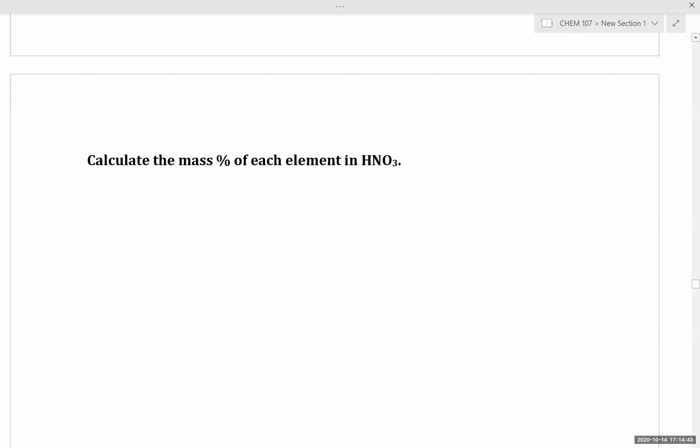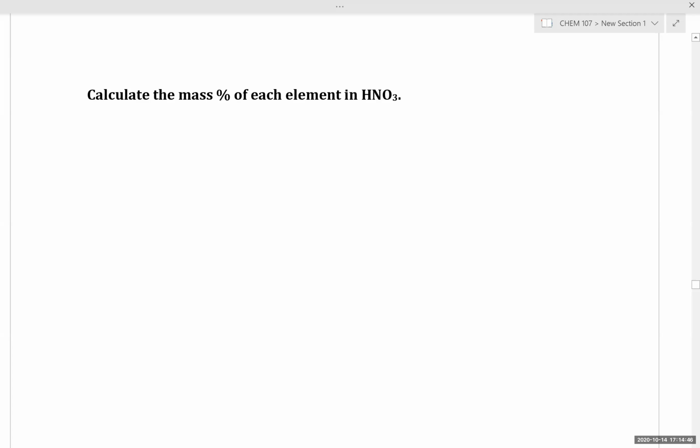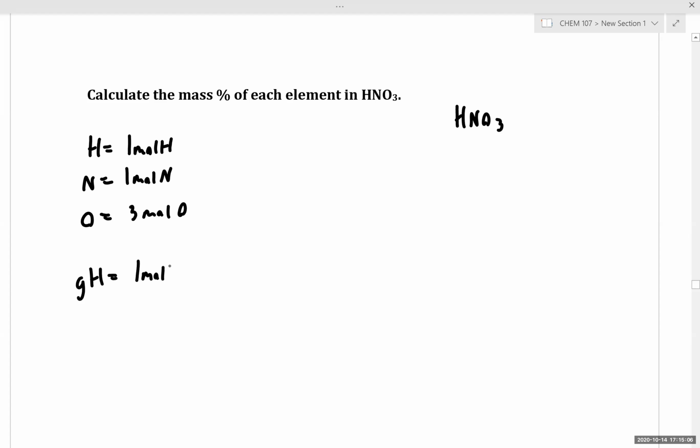So let's also calculate the mass percent of each element in nitric acid. So we have HNO3. So for hydrogen, we have 1 mole of hydrogen. For nitrogen, we have 1 mole of nitrogen. And for oxygen, we have 3 moles of oxygen. To calculate the grams of hydrogen, we have 1 mole of hydrogen, and we know that we have 1 gram per every 1 mole of hydrogen. So that gives us 1 gram of hydrogen to work with.